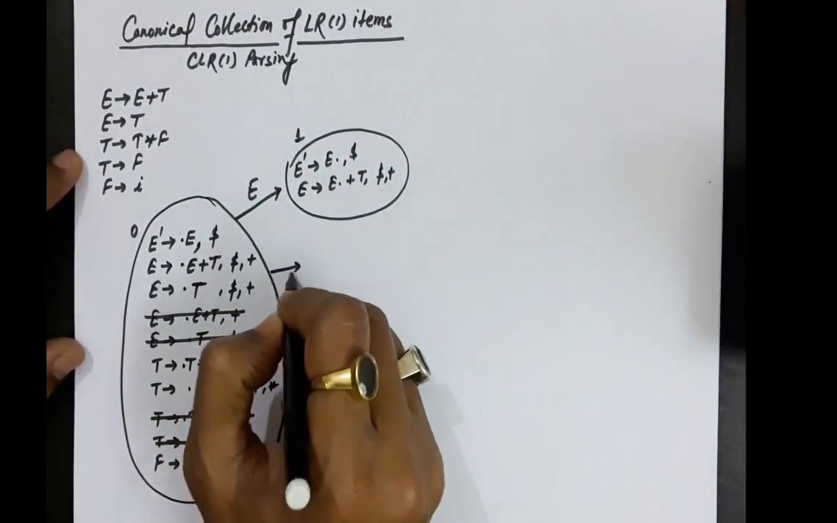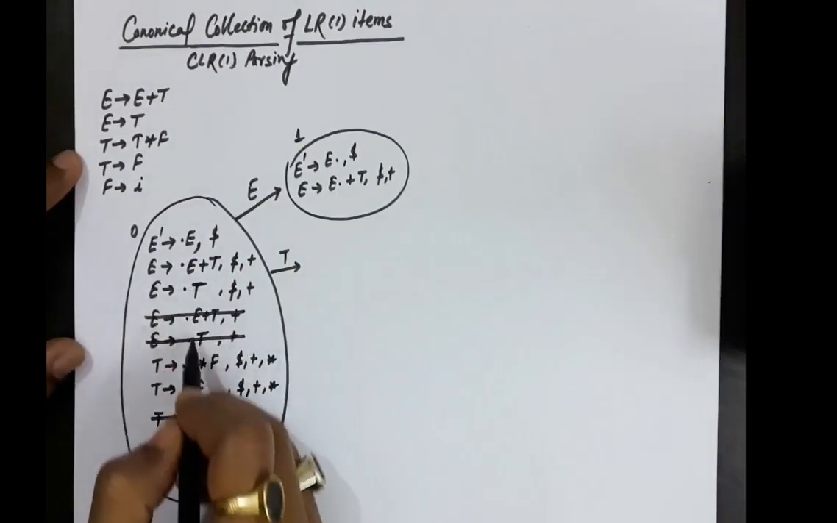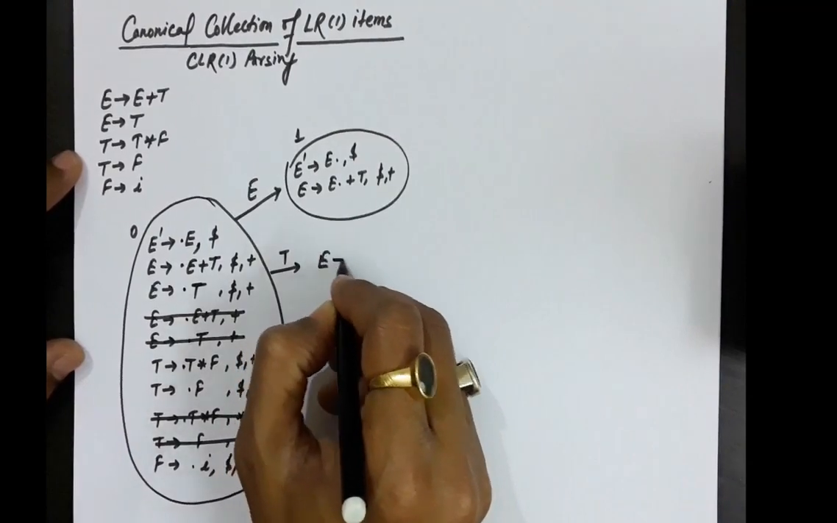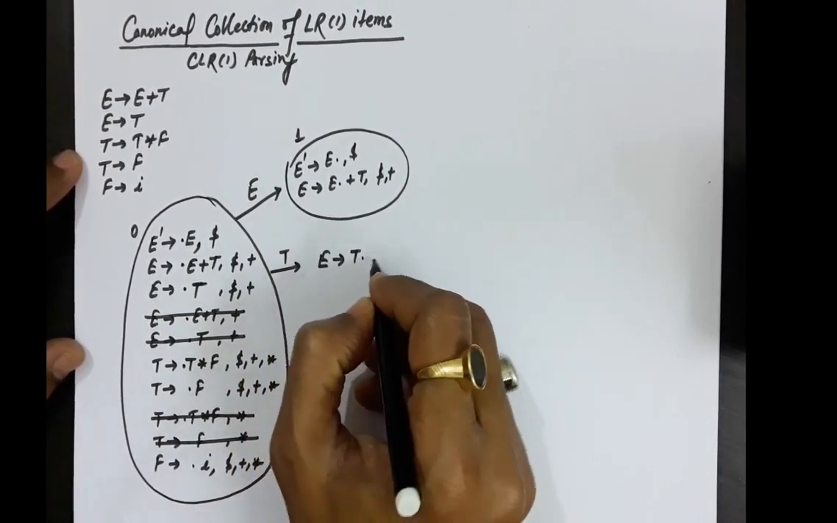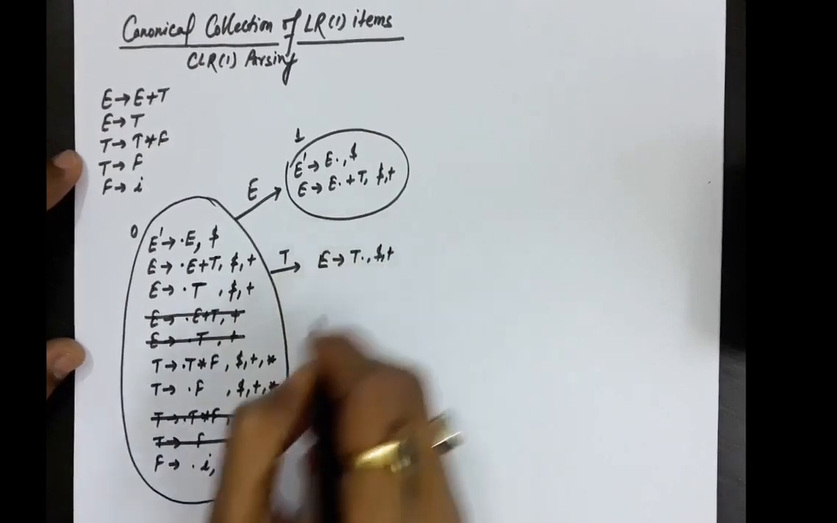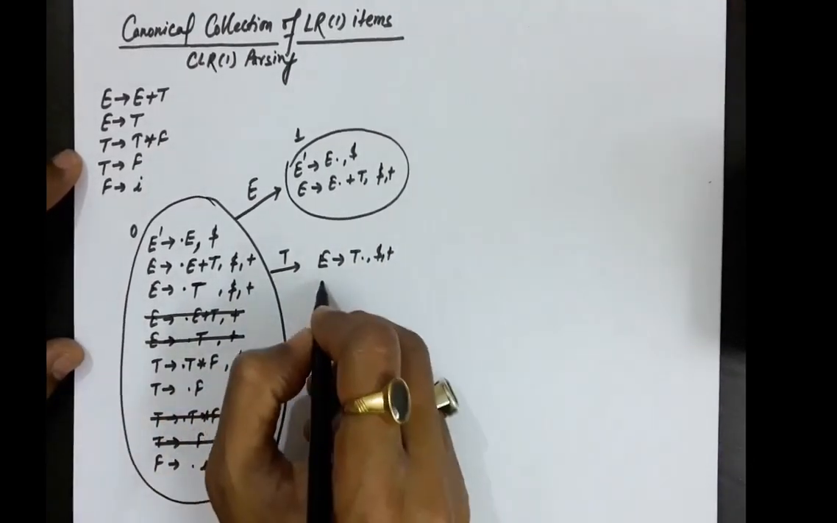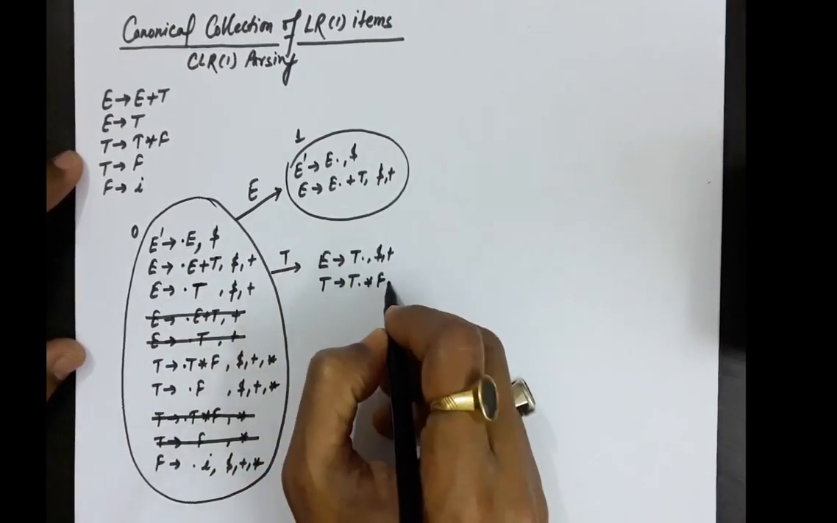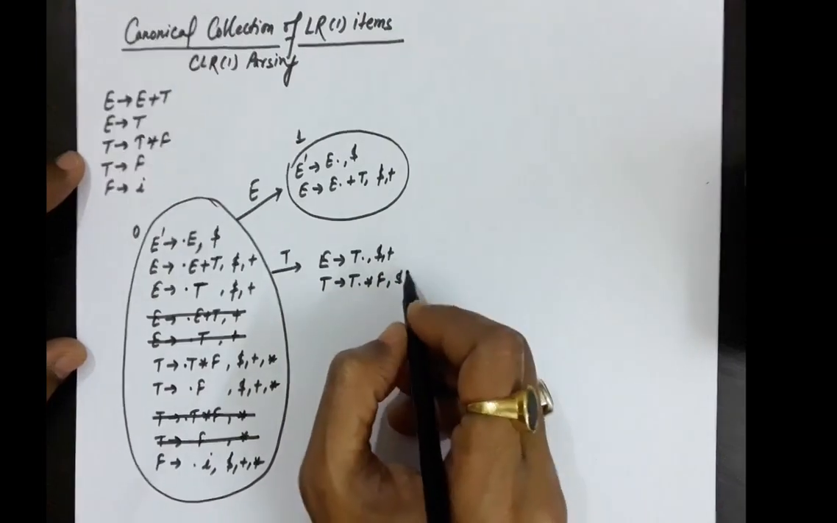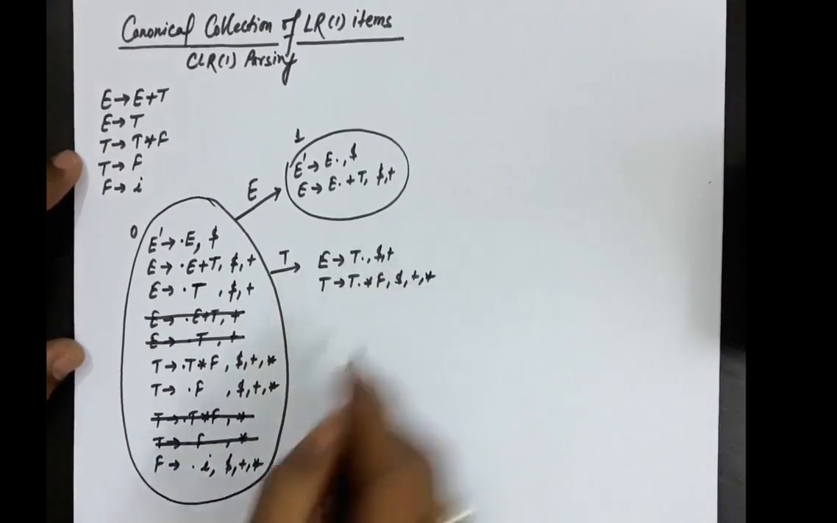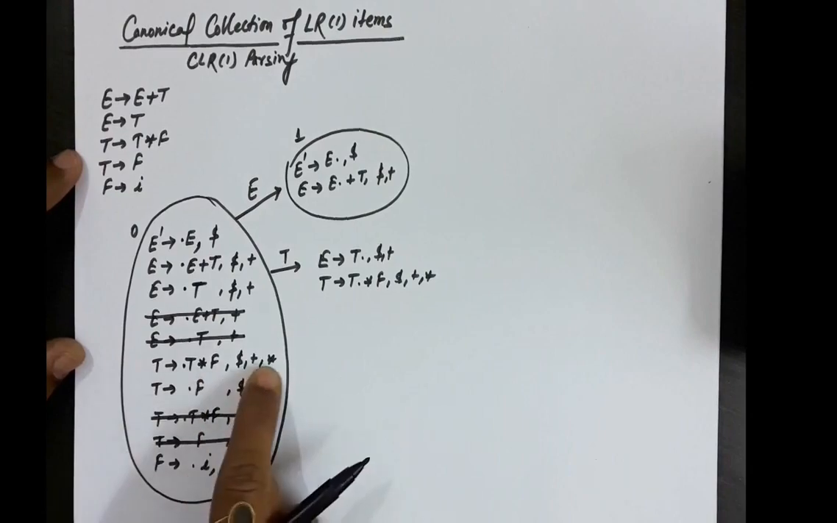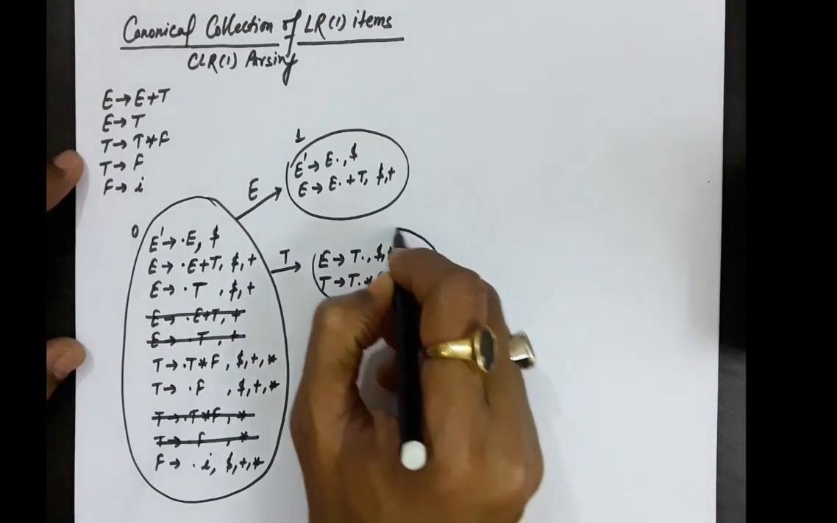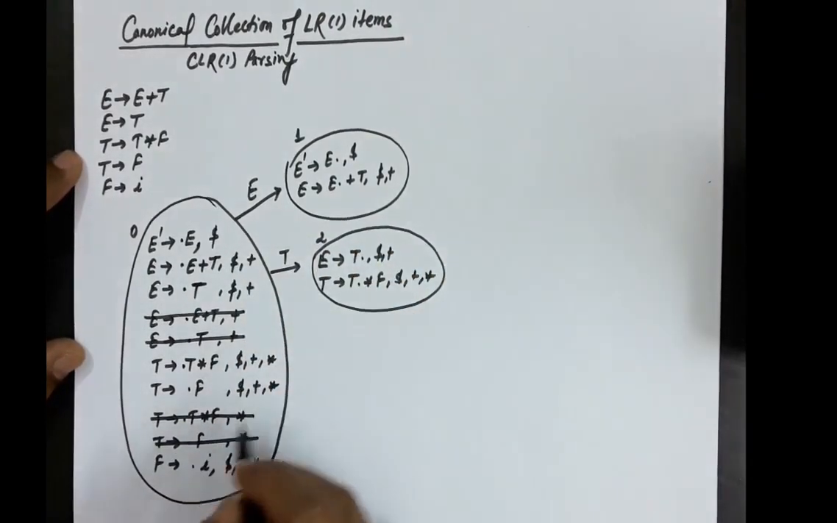Now after this you can take a T. If you take a T, these are the two productions which are appearing after the dot. So E produces T dot with dollar and plus as the look ahead, and T produces T dot star F with dollar, plus and multiplication sign as a look ahead. Fine. So let's say this is state number 2.